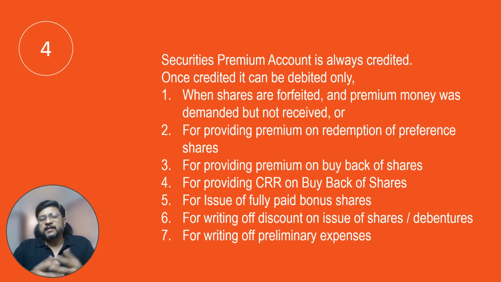The rest of the points, like providing for premium on redemption of preference shares, providing for premium on buyback of shares, or creation of CRR for buyback of shares, or issue of fully paid bonus shares, or writing off discount on issue of shares or debentures, or preliminary expenses, these points you need not keep in mind while solving the practical problem of issue of shares. For practical problem of issue of shares, securities premium account is always credited, and once credited, it can be debited only when shares are forfeited and premium money was demanded but not received. So that is important for practical problem. Otherwise, share premium account is never debited.